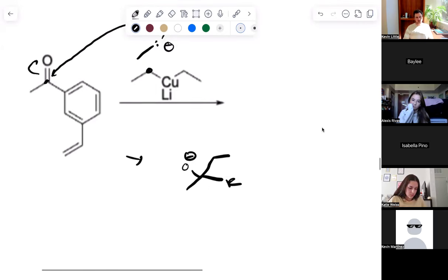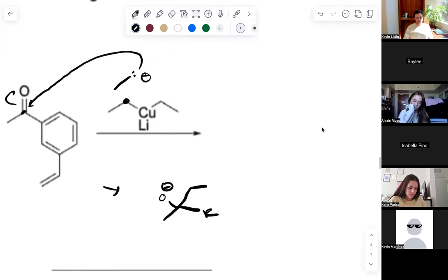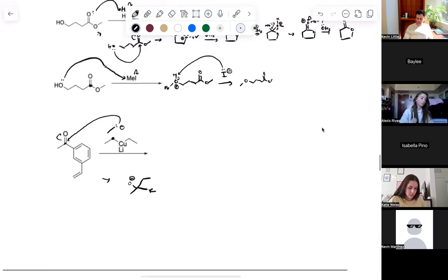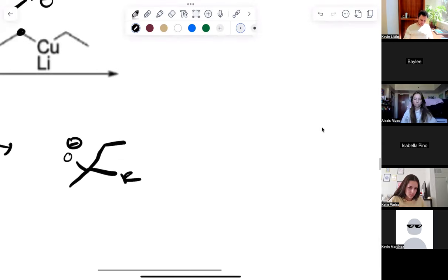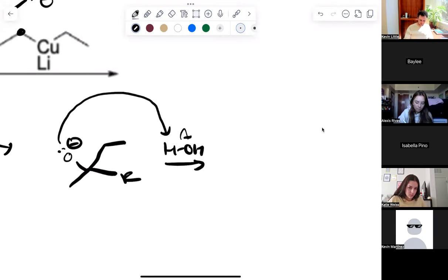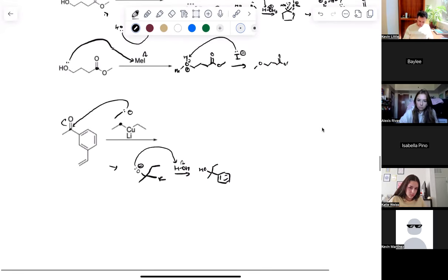We'll just use an R group here, save a little time. I've got no leaving group, so I can't reform my carbonyl. So I'm gonna just quench it with something, usually water. This is what we get. If you do use R groups in your thing, at least draw the final product completely correct.